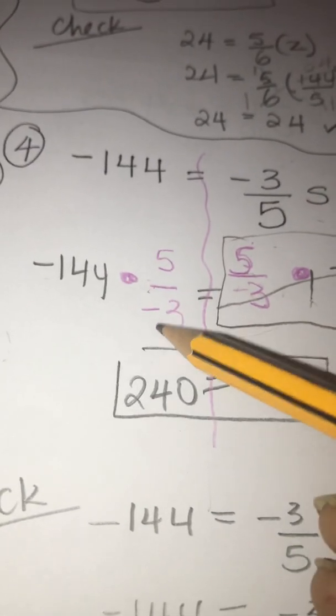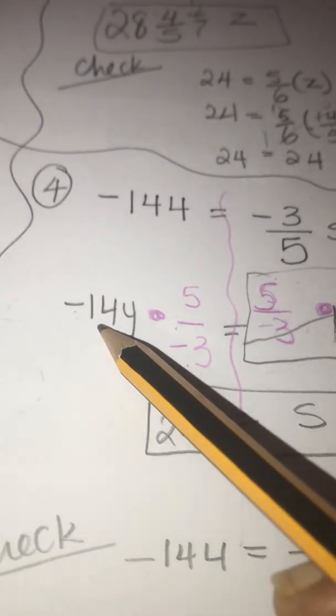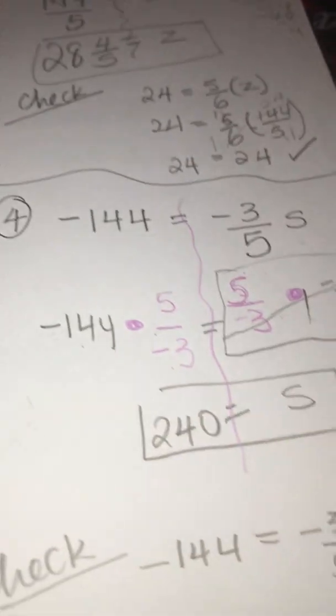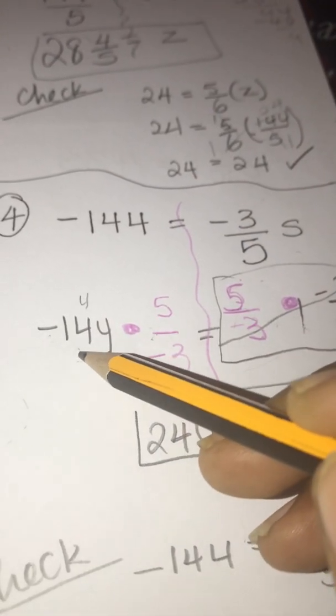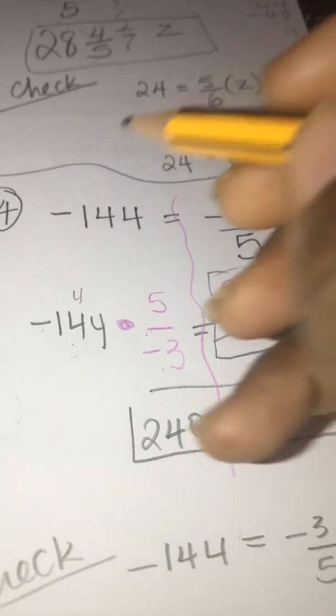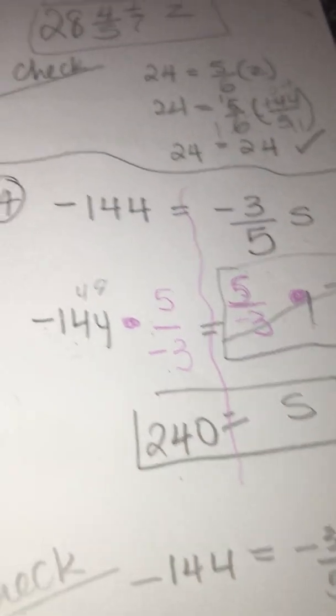So negative divided by negative is a positive. 3 goes into 144 how many times? 4, because it will give me 12. And then 24, that will be 8. So 48 times 5 is 240.